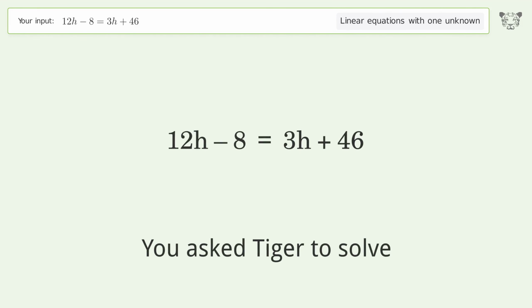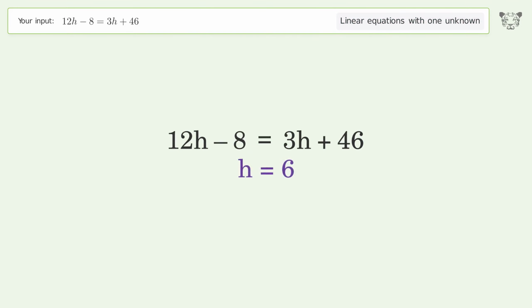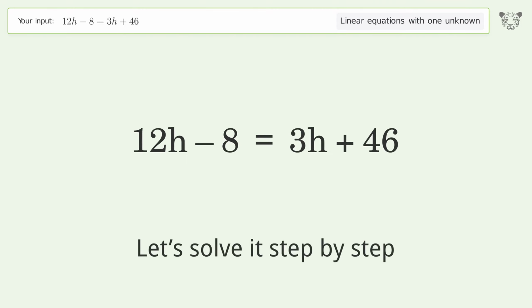You ask Tiger to solve. This deals with linear equations with one unknown. The final result is h equals 6. Let's solve it step by step.